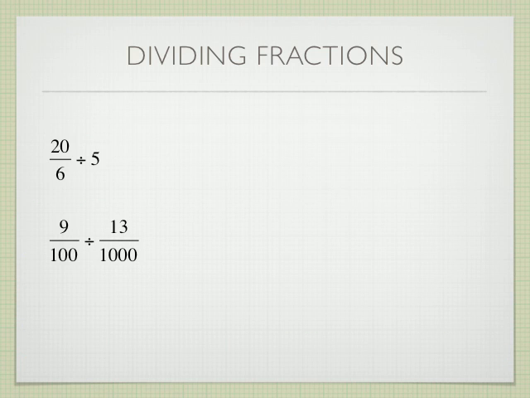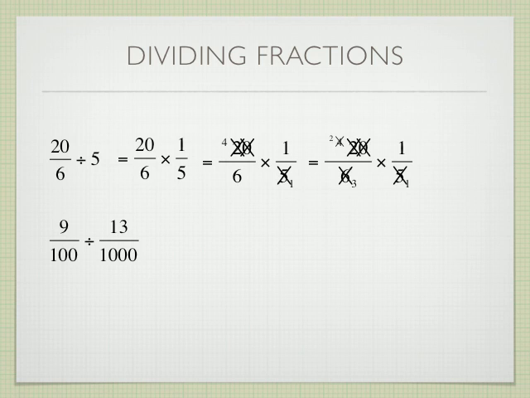So if we have 20 over 6 divided by 5, that's 20 over 6 times 1 over 5. Remember, 5 is like 5 over 1, so if I flip it, it becomes 1 over 5. Now I can take 20 times 1 for the top and 6 times 5 for the bottom, that's fine. But if we see what's common, 5 goes into 20 4 times. 4 and 6 have 2 in common, so I just end up with 2/3. Go ahead and pause these if you need to.